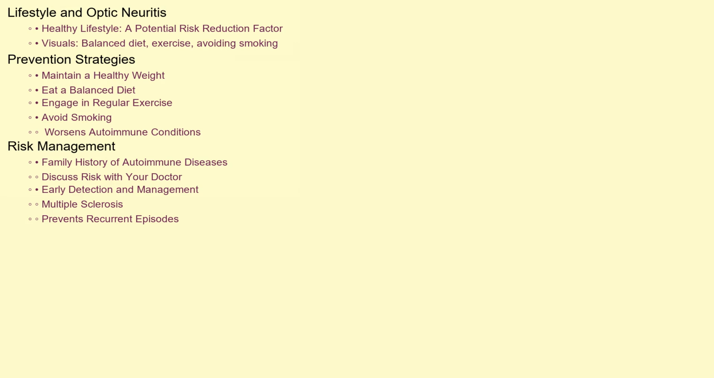While there's no guaranteed way to prevent optic neuritis, certain lifestyle choices can contribute to overall health and potentially reduce the risk. Maintaining a healthy weight, eating a balanced diet, and engaging in regular exercise are all beneficial. Avoiding smoking is crucial as it can worsen autoimmune conditions and negatively impact overall health. If you have a family history of autoimmune diseases, discuss your risk with your doctor. Early detection and management of underlying conditions like multiple sclerosis are also key to preventing recurrent episodes of optic neuritis.